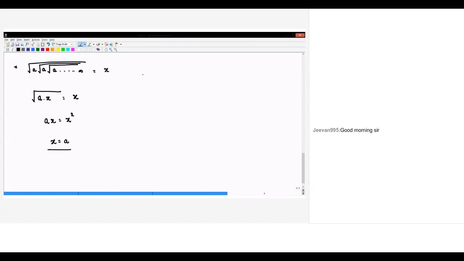The meaning, whenever you see root of a into root of a, it just becomes a. You can also write it as a power 1 by 2, because upon the first a only one root is there. In the second a, you have two roots, that is 1 by 4, 1 by 8, which is equal to a.